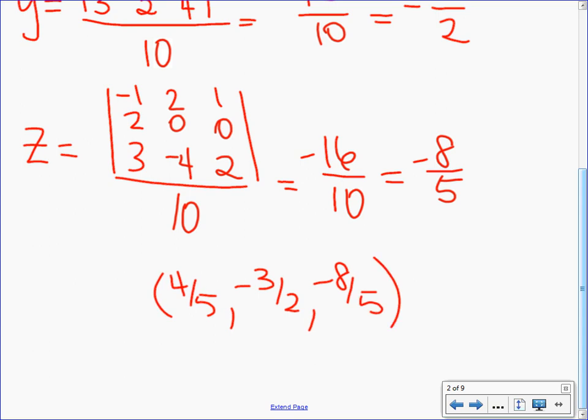Now, if you were solving this algebraically by elimination, would this get a little ugly? Because we have fractions. Yeah.